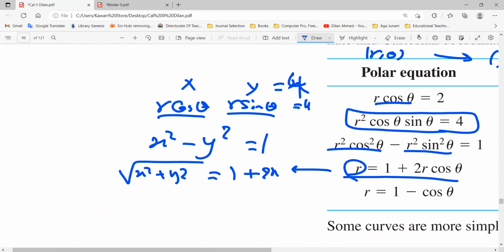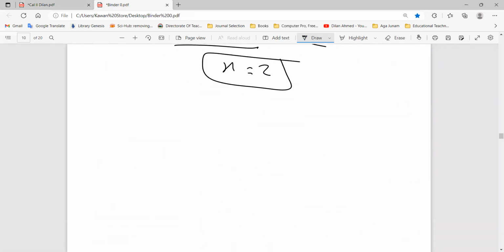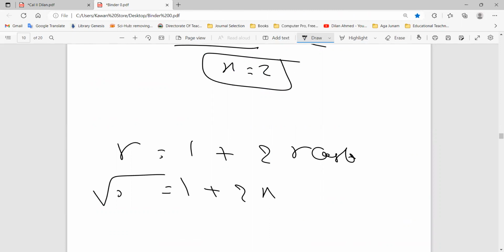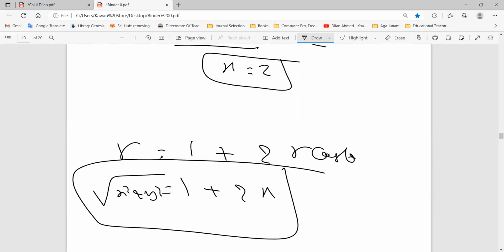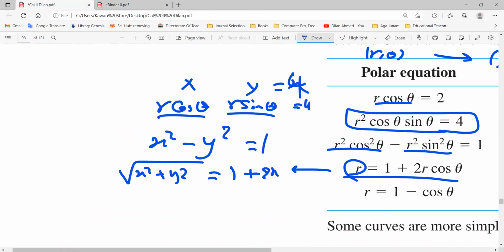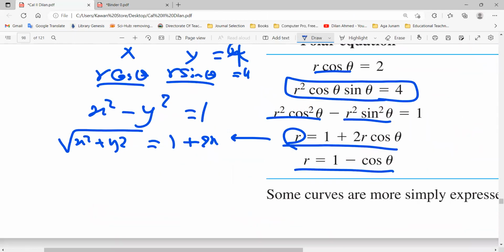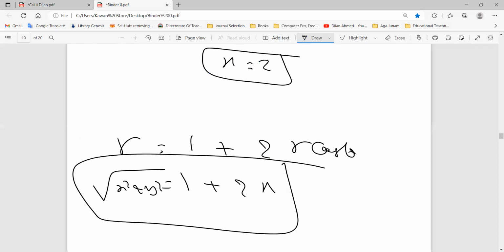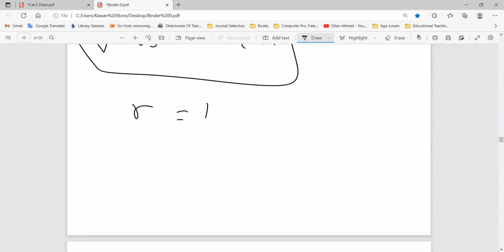Now we change everything from r. Look, r times 1 plus 2r cosine theta. We change to 2x and that over 2 square root y. All of them is x and y. There is no r and theta. So tell me about that one: r equals 1 minus cosine theta. Yalla.